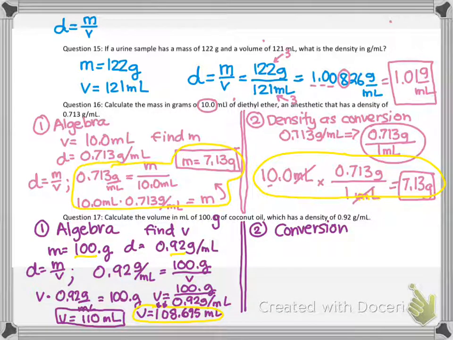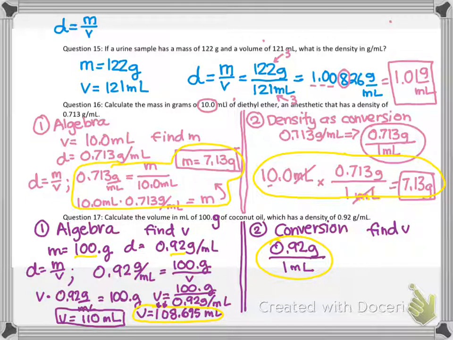Now, conversion factor way, let's think about it. I still want to find volume, so I'm going to find volume in milliliters. But this time I'm going to say, okay, well, I know the density is 0.92 grams in 1 milliliter. That guy right there is written like a conversion factor, right? Anything when you have one on top and one on the bottom. And remember that's what density tells me. It tells me how many grams I have in 1 milliliter. It's always in 1 milliliter.